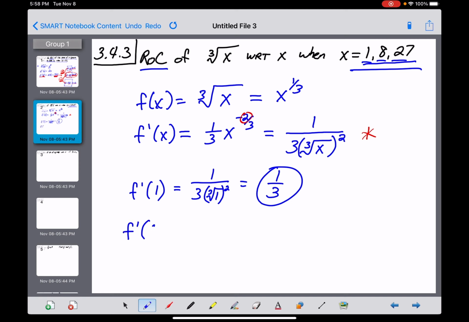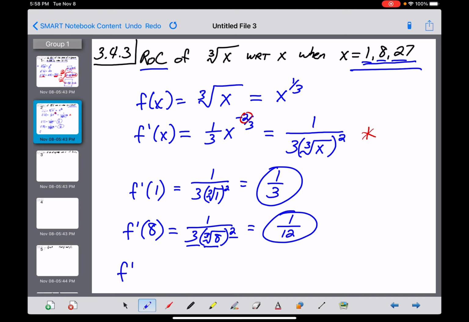Now, f prime of 8. So we'll put an 8 in for x. 1/3 times the cube root of 8, and then we're going to square all of that. Well, what does that do for us? The cube root of 8 is 2. 2 squared is 4. 4 times 3 is 12. That gives us an answer of 1/12 for question number 2.